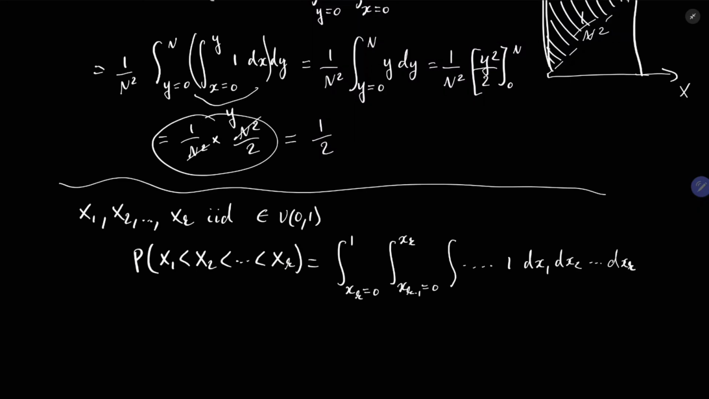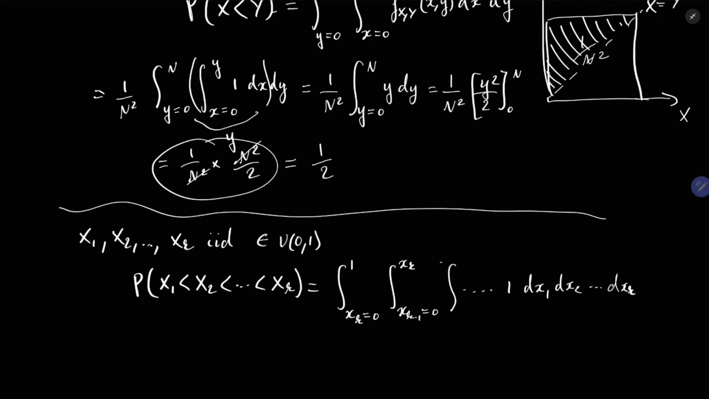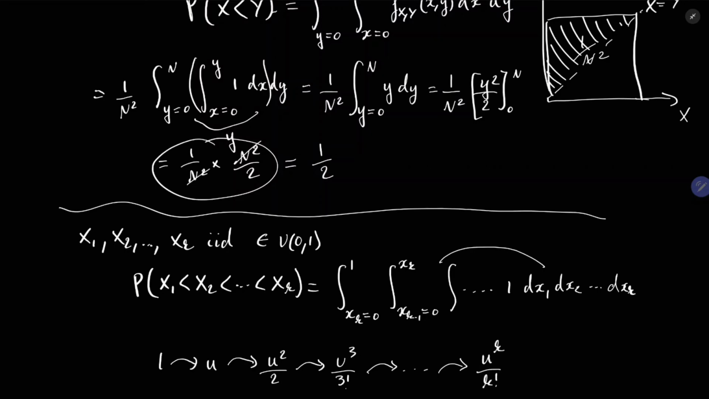So for this case of k variables, we can show that what is going to happen recursively is that we're going to have this that will turn 1 into the integral variable that will be u, that will be turned into u squared divided by 2, being turned into u cubed divided by 3 factorial, etc., all the way up to u to the k divided by k factorial. And since we integrate between 0 and 1, this is going to give 1 divided by k factorial. And this is the probability of having the k integers ordered in that way.